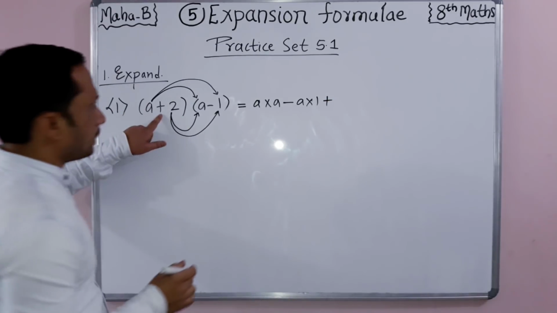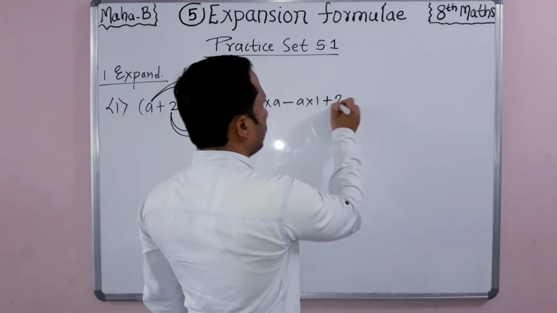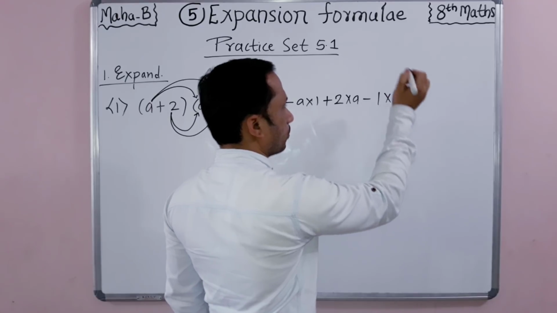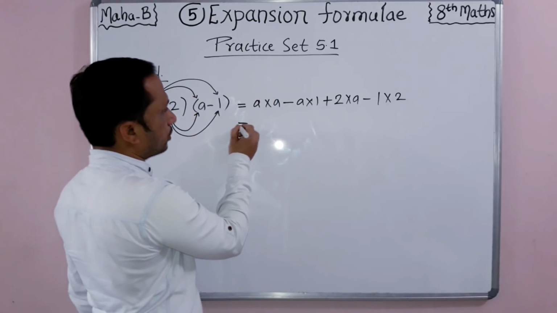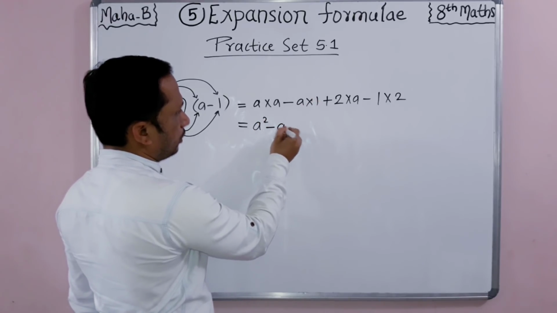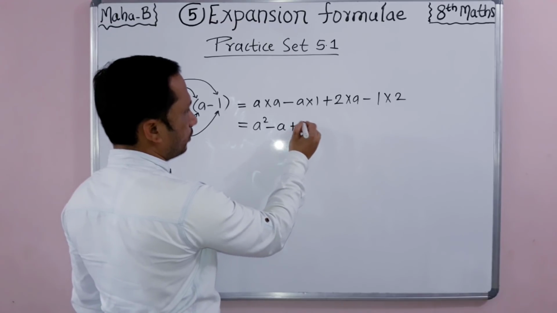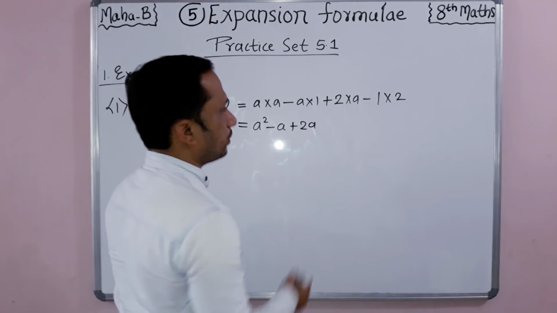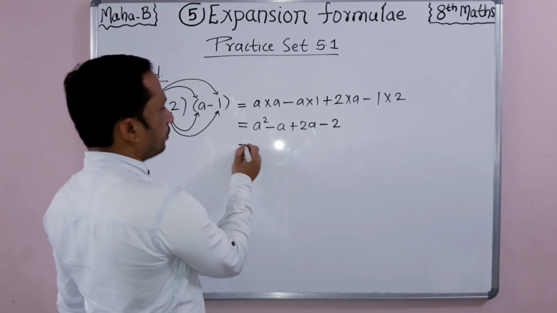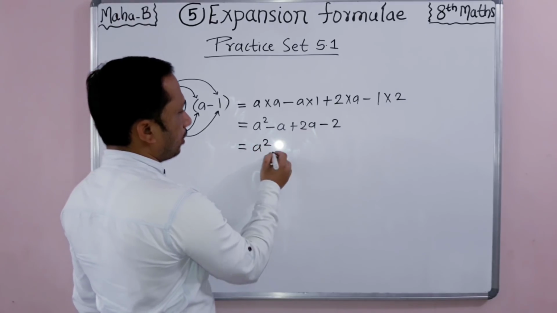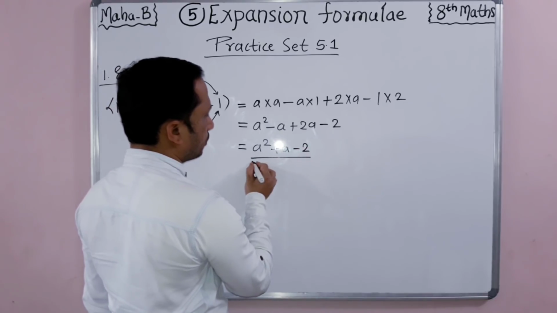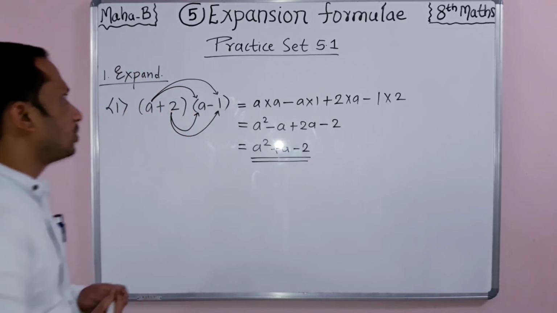See student, this is the plus sign, so plus 2 into a, and again minus sign is there, minus 1 into 2. Okay students, so now do the calculation. A into a is what student? A square, minus a into 1 is nothing but a, plus 2 into a is what student? 2a, and minus 1 into 2 is what student? Minus 2. Okay students, so minus a plus 2a will be what students? Therefore a square, and this will become plus a and minus 2. Okay students, so this is the expansion of the given example.